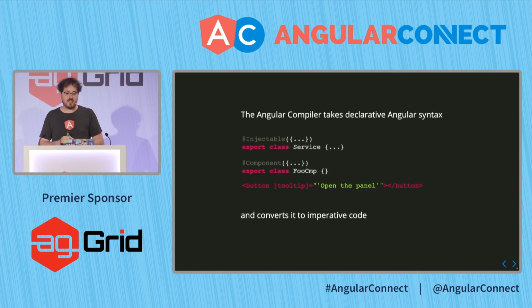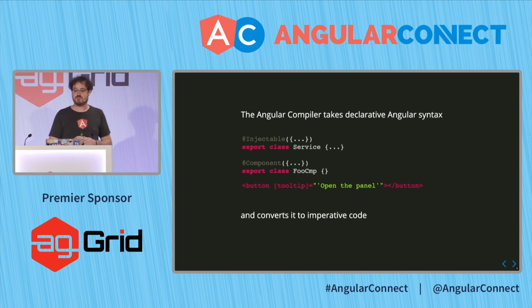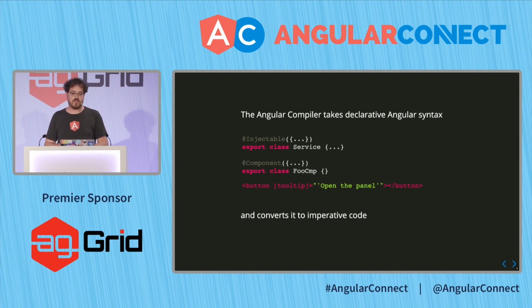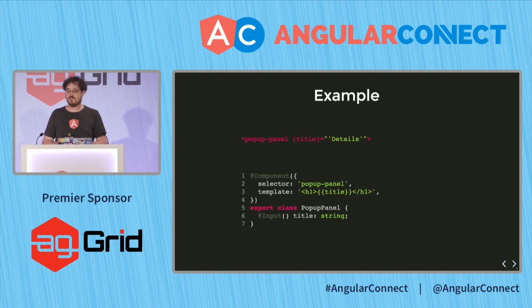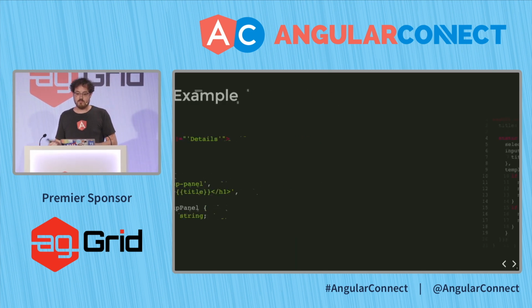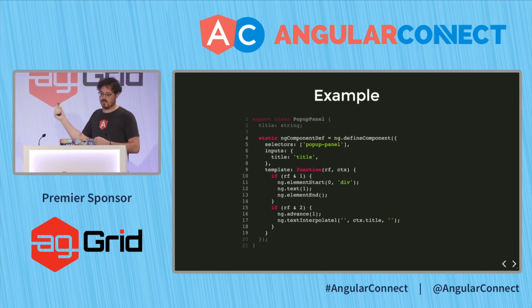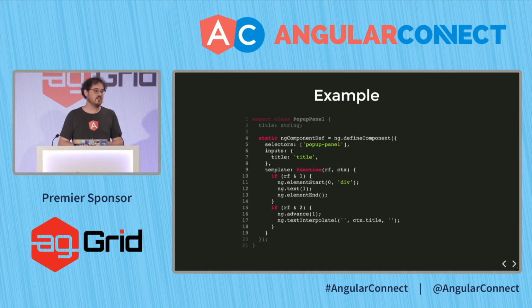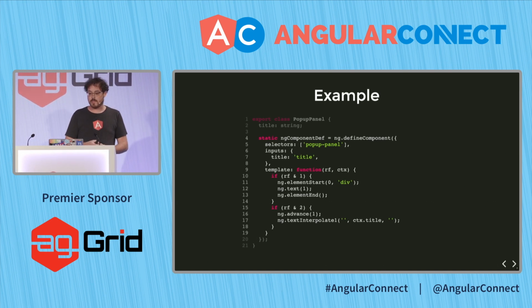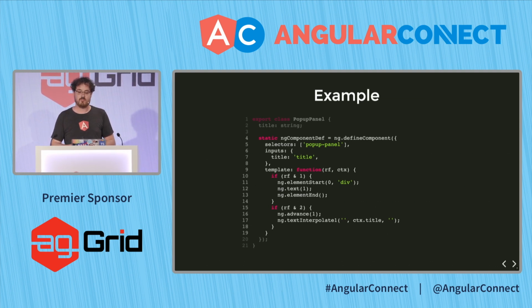As I mentioned, the compiler's job is to take declarative Angular instructions, both your templates and decorators that you write, and translate them into imperative code. So here we have an example component, which is this pop-up panel. It's got a selector, a short little template and an input. When we feed that to the Angular compiler, it's going to look at this component and generate this imperative code. Here we're calling into the runtime to create a component definition. We're passing some information about the selector, and we're passing this very imperative template function that's calling the Ivy instructions that we've talked about a little bit already.